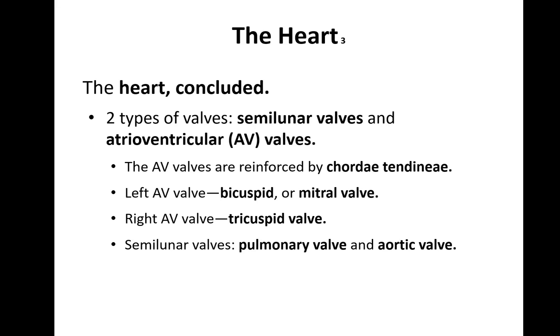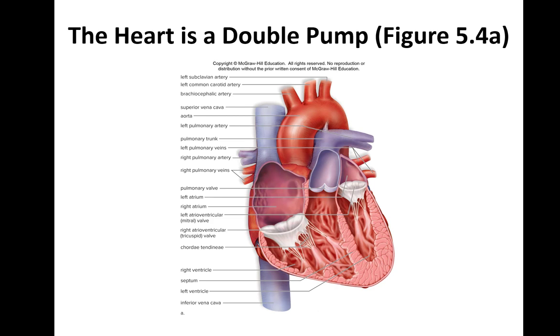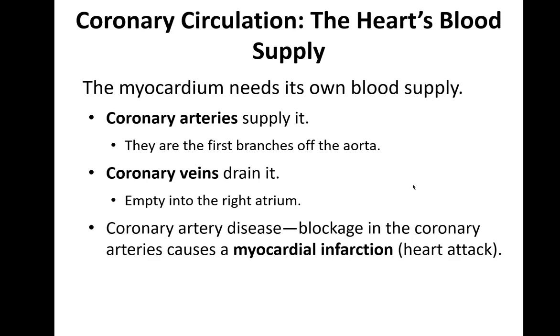There are also the semilunar valves, which are found between the ventricles and the attached vessels. The pulmonary semilunar valve is located between the right ventricle and the pulmonary trunk, and the aortic valve is located between the left ventricle and the aorta. Here is a picture of the internal structure of the heart, and you can see the valves listed: the tricuspid, the bicuspid, the pulmonary semilunar, and the aortic semilunar in the back.